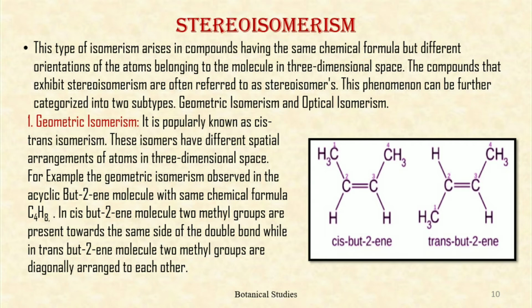First, geometric isomerism. It is popularly known as cis-trans isomerism. These isomers have different spatial arrangements of atoms in three-dimensional space. For example, the geometric isomerism observed in the acyclic but-2-ene molecule with chemical formula C4H8. In the cis but-2-ene molecule, two methyl groups are present on the same side of the double bond, while in the trans but-2-ene molecule, two methyl groups are diagonally arranged to each other.